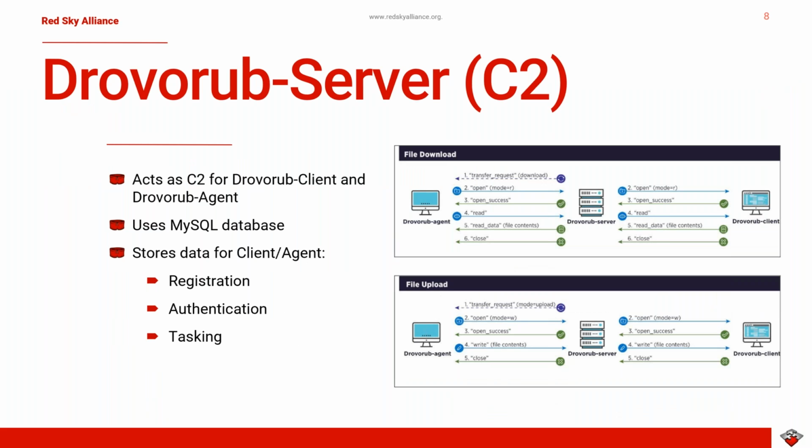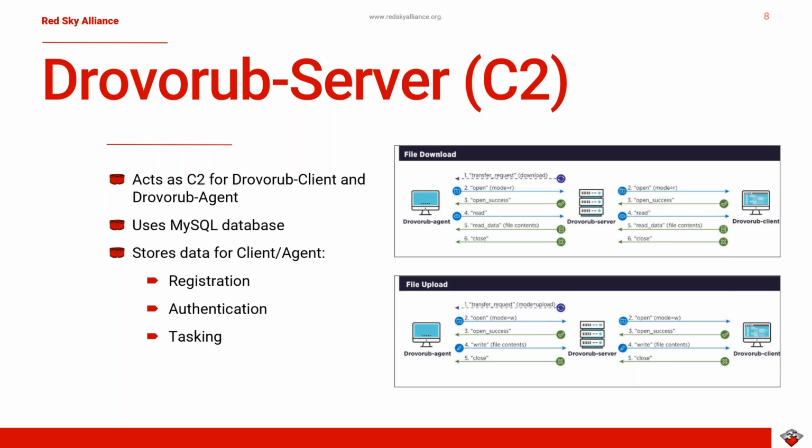So all network communication between the Drovorub components uses the WebSocket protocol implemented in the publicly available POCO C++ library. Drovorub clients and agents don't talk directly to each other, but communicate through the Drovorub server, as you can see on the screen here. This means that Drovorub clients and agents can only communicate with other clients and agents who are connected to that same command and control server.